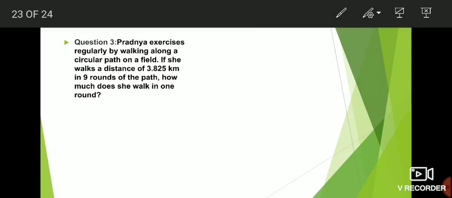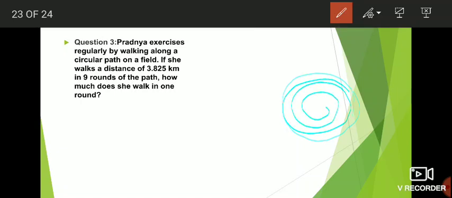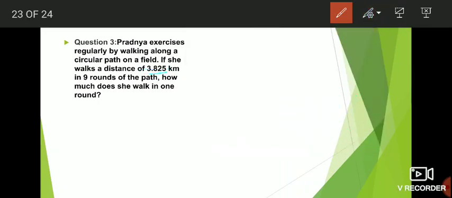Pradnya exercises regularly by walking along a circular path of the field. She walks the circular path. If she walks a distance of 3.825 km in 9 rounds, means total she does 9 rounds. This is the total distance she walked in 9 rounds, students. So what we have to find here is how much distance is there in one round. That much we have to find. Okay, so for this what we have to do?